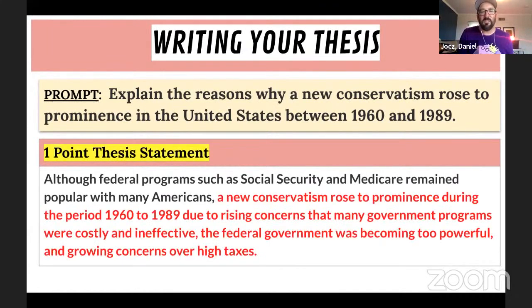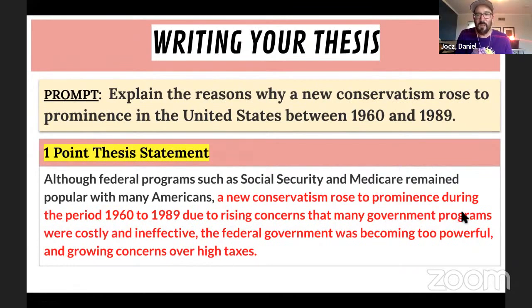And then you might launch into something like this. A new conservatism rose to prominence during the period 1960 to 1989 due to rising concerns that many government programs were costly and ineffective, the federal government was becoming too powerful, and growing concerns over high taxes. And so that is a good thesis. It has an argument. It has a line of reasoning.